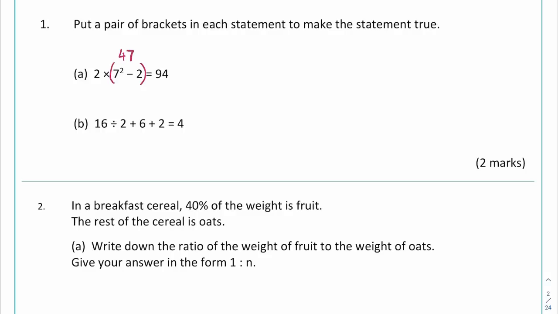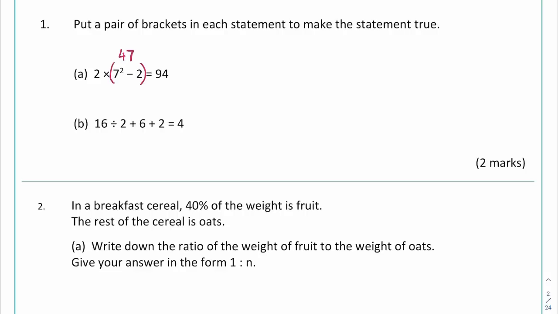For part B, again, we've got 3 options where we could put the brackets: around the 16 divided by 2, the 2 plus 6, or the 6 plus 2. So let's just start at the beginning and see what we get. If we put it around the 16 divided by 2, we get 8 plus 6, which is 14, plus 2, which would be 16. So it's not going to go around those.